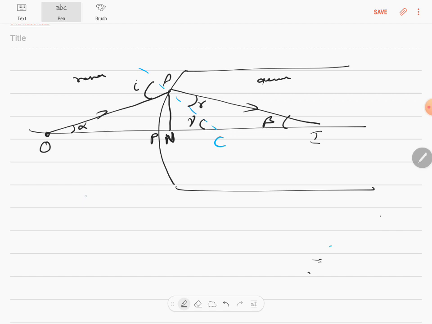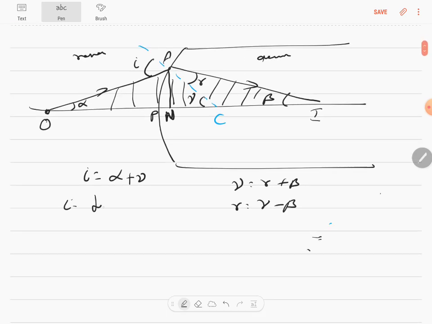I is an exterior angle of the triangle, which is alpha plus gamma. Can you see I is an exterior angle of this triangle, which is alpha plus gamma. And gamma is an exterior angle of this triangle. Gamma is equal to R plus beta. So R is equal to gamma minus beta. You can write this as tan alpha plus tan gamma. This is tan gamma minus tan beta.